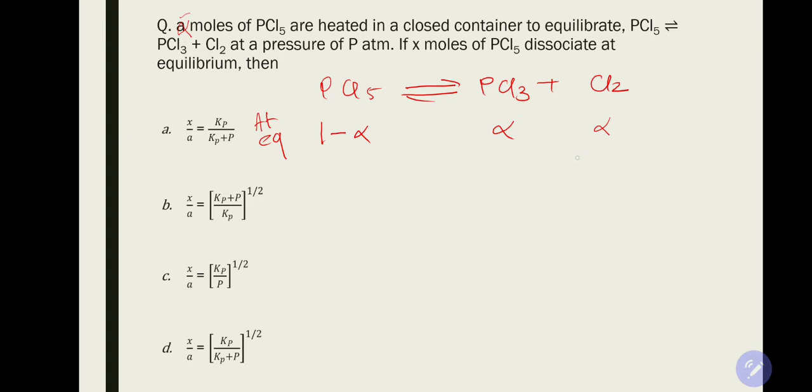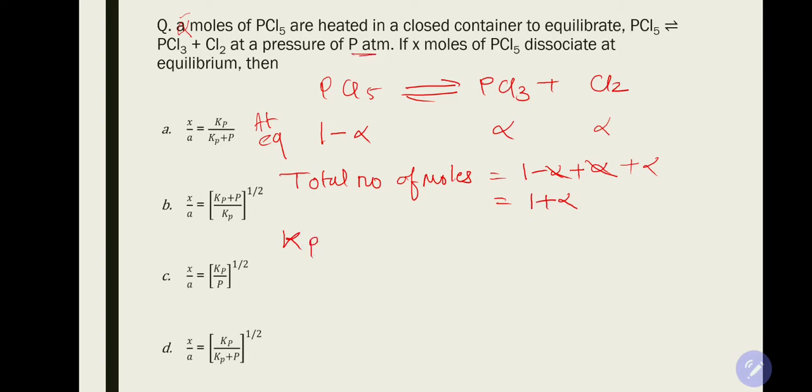Now what is the next step? What is the total number of moles? The total number of moles will be 1 minus alpha plus alpha plus alpha. So minus alpha plus alpha will get cancelled. It will be 1 plus alpha is the total number of moles. Now what is the Kp?